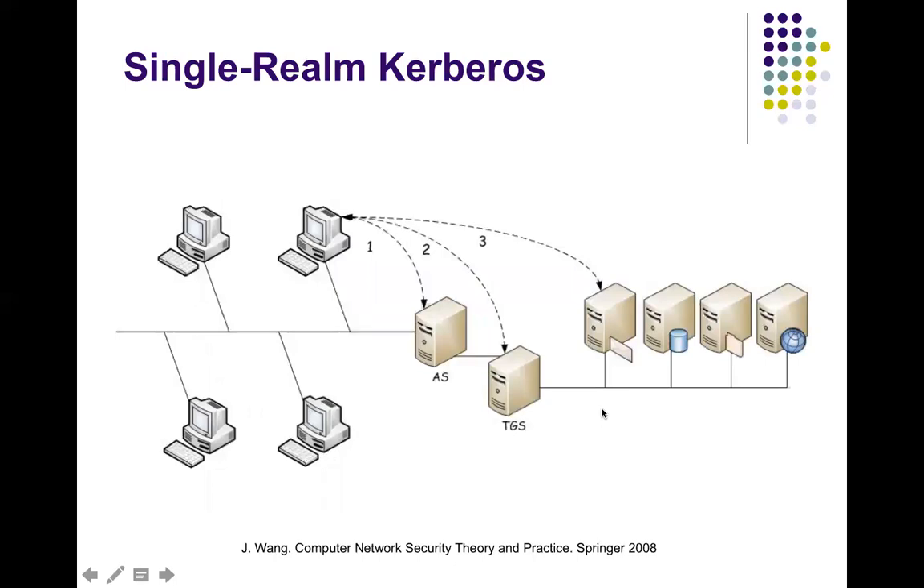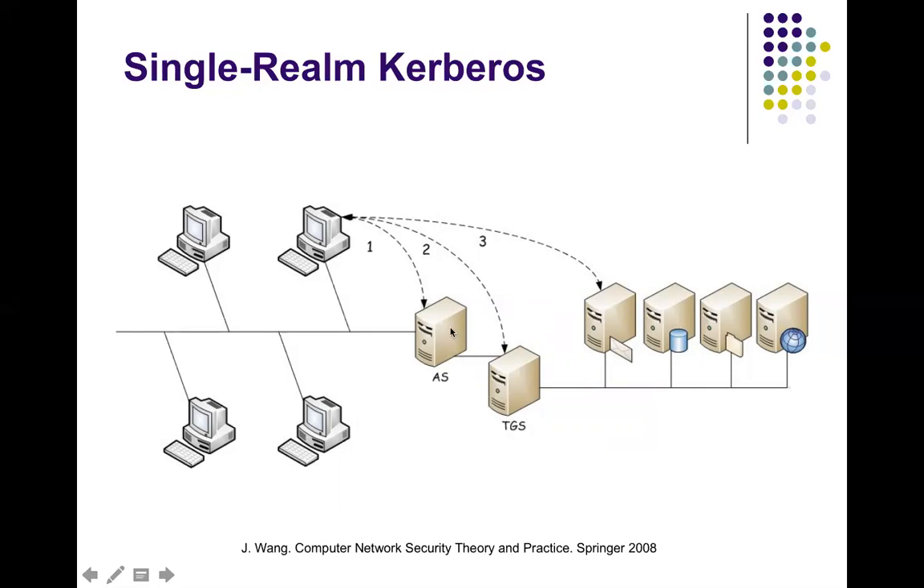So now let's look at a single realm Kerberos system. So this is a diagram. Okay, so this is supposed to be one local area network, which is served by one Kerberos. Okay, we call it single realm Kerberos. So these AS and TGS could be run on one machine, but for conceptual purposes, we are separating them.